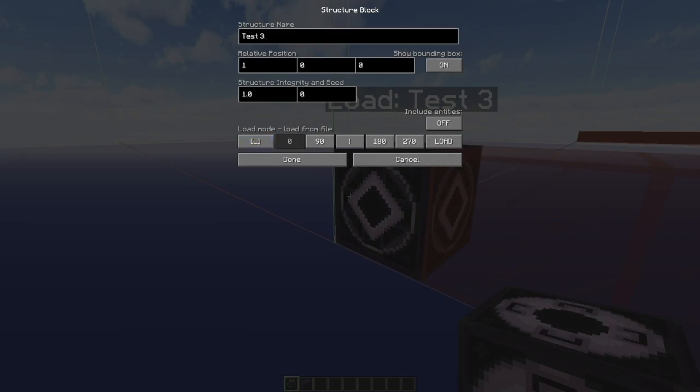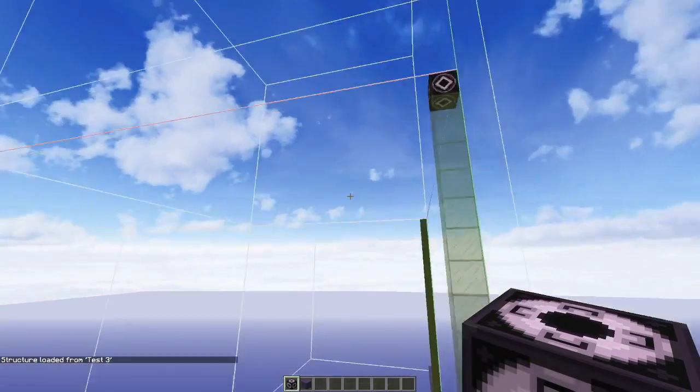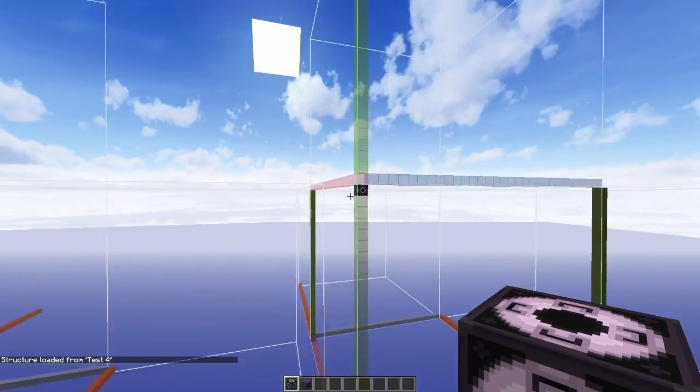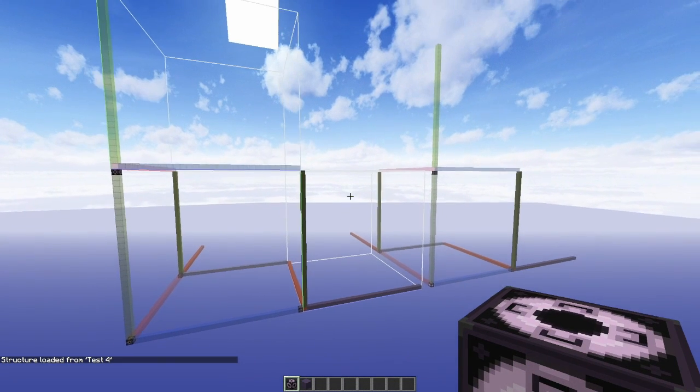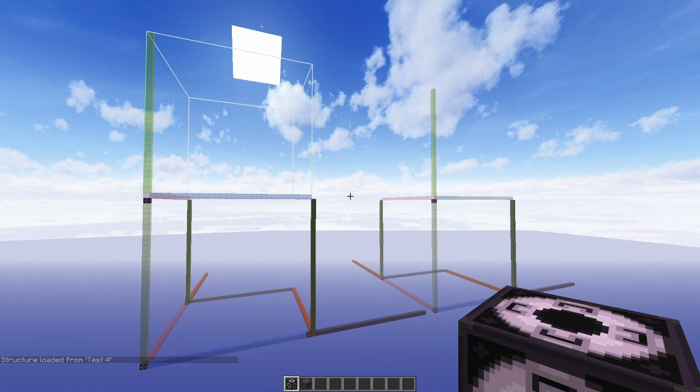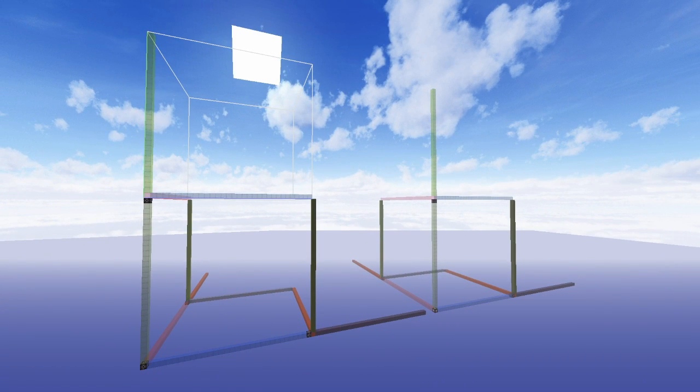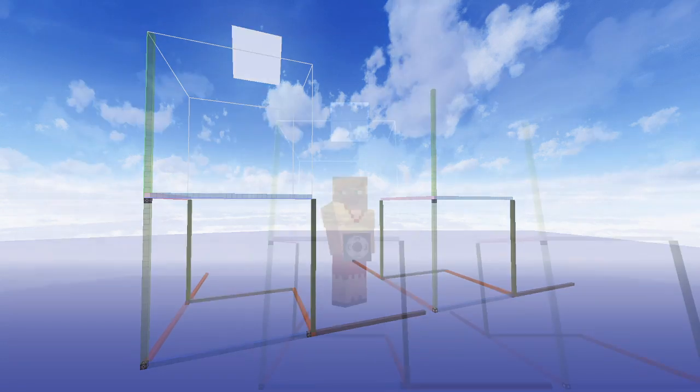If you transfer the build to another world, make sure you transfer files for all the structure blocks, not just the first one. And there you have it. We've saved and loaded a build that exceeded the maximum limit for structure blocks. You know what? That kind of sounds like we did the impossible.